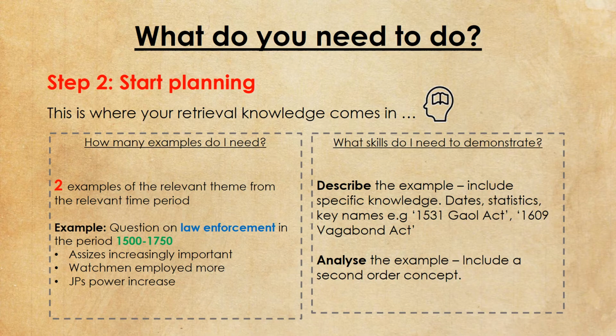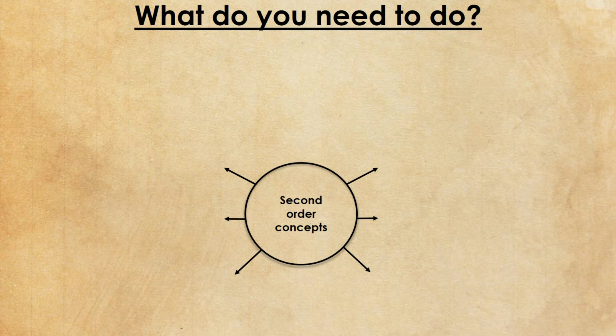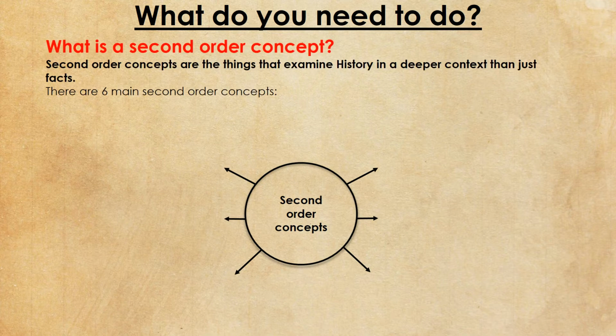So you've identified it, you've described it, and now you need to analyze it. And this is where you need to include what is called a second order concept. So what do I actually mean by a second order concept? What does that term mean? Well, second order concepts are things that examine history in a deeper context than just facts, dates, and statistics.